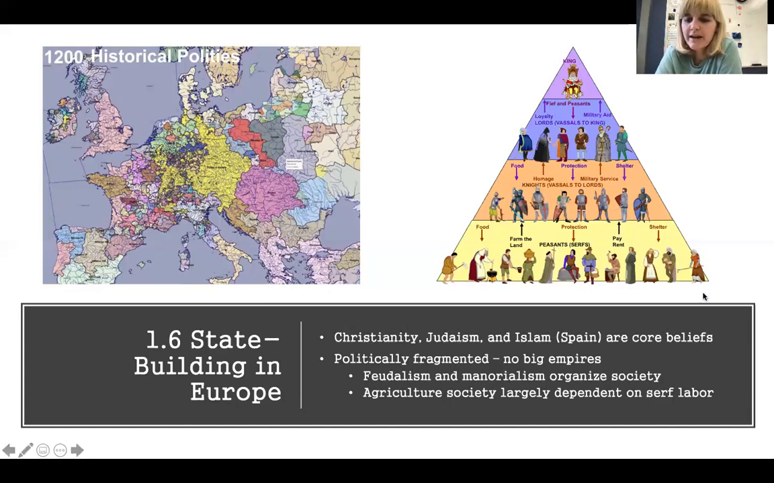What do the serfs get out of this? Well, they get protection by the knights. What do the knights get out of this? Well, they get payment by the lords. What do the lords get out of this? Well, they get, I don't know, the good grace of the king.